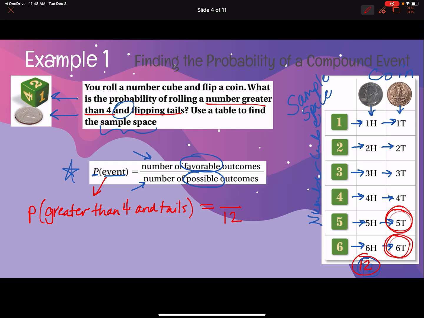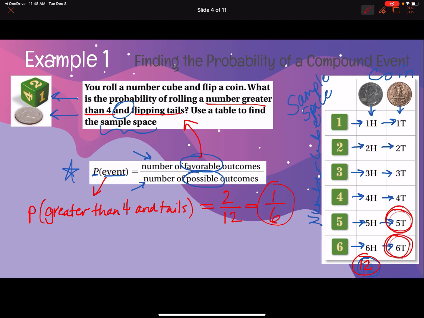We have a 6 on the number cube and a tail on the coin. So we have 2 favorable outcomes. Favorable means what they're asking us to find the probability for. Now we have 2 out of 12, which will simplify to 1/6. You can do that in your calculator if you need to.